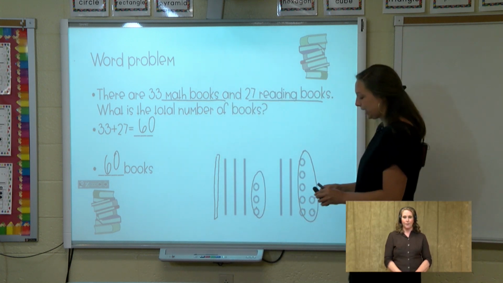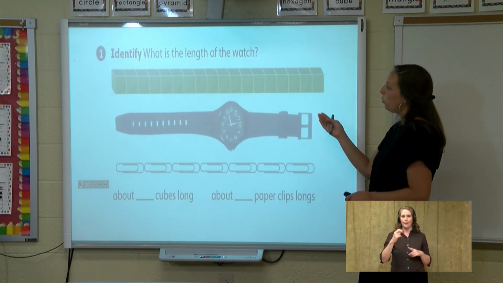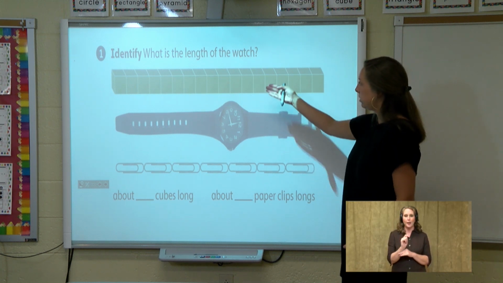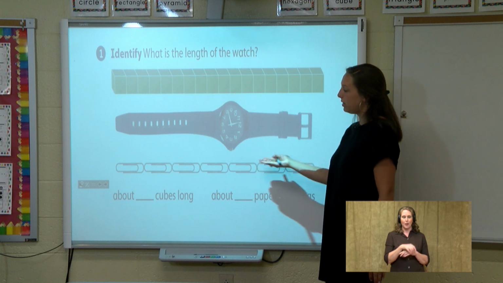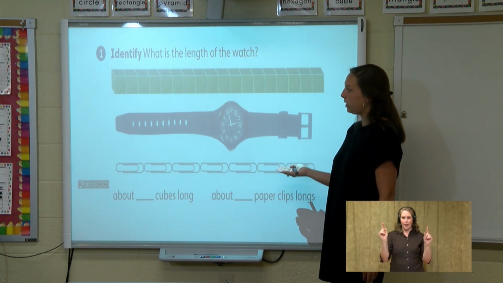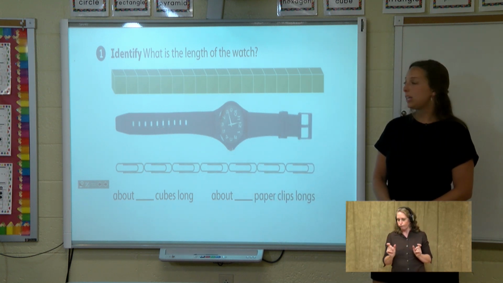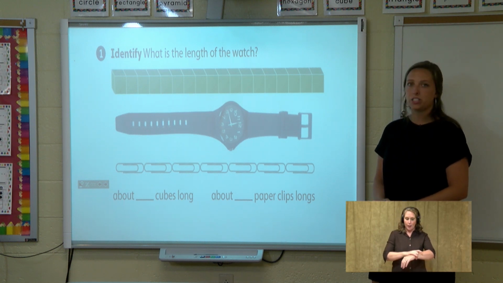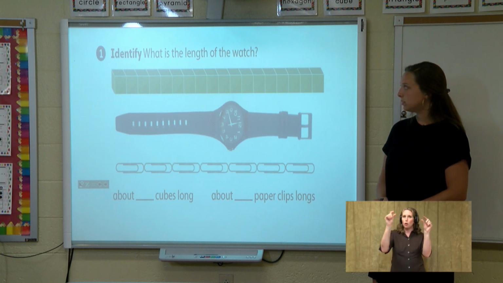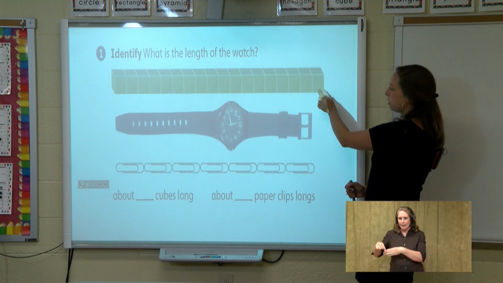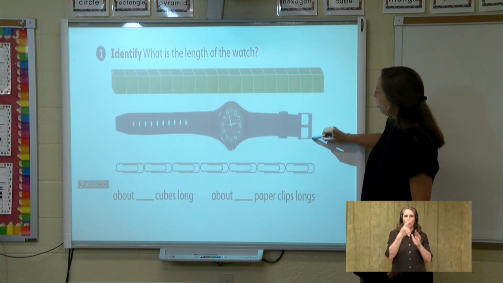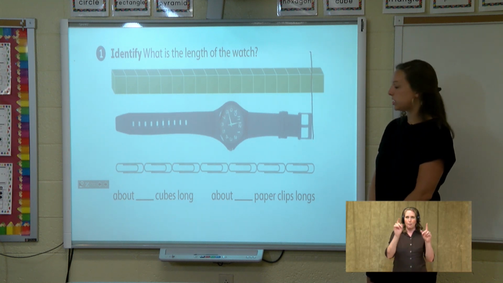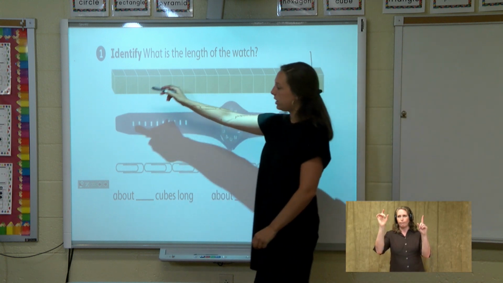Looking back at length again, you can measure it by 1 unit. The squares stand for a unit, and the paper clips stand for a unit. Look and count how many cubes the watch is long and how many paper clips the watch is long. Remember, each cube stands for a unit. I'm going to draw my line to where the watch stops, and they all start at the same length.